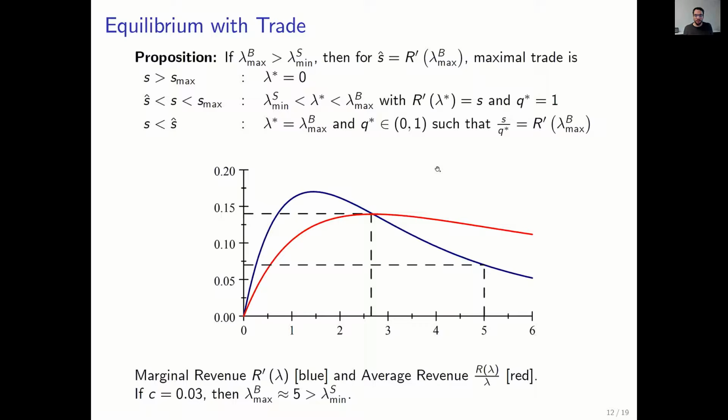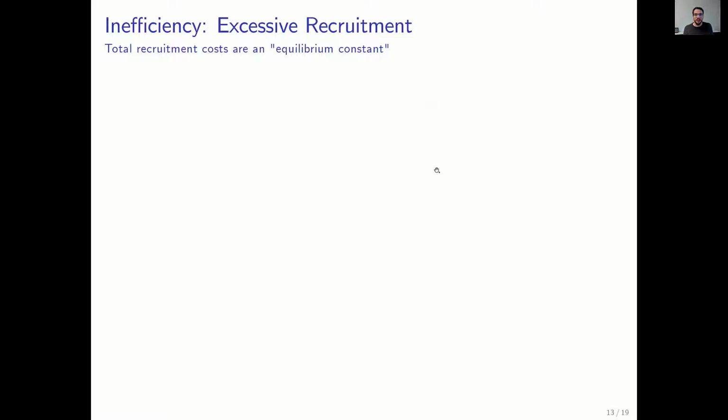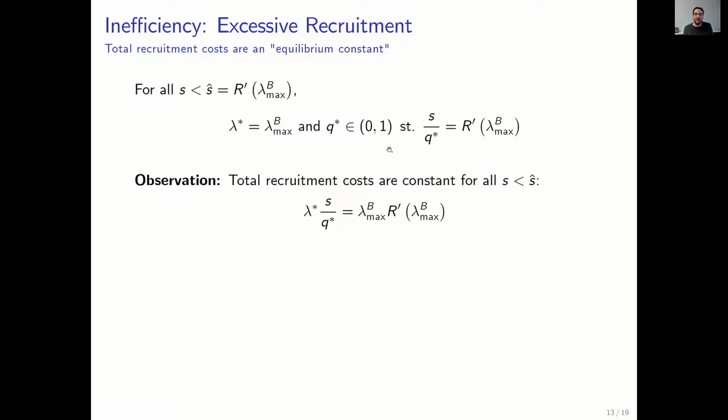Good. So observations: maybe here there's excessive recruitment. So there is some trade, but there's still excessive recruitment. In what sense? Well, if S is below the cutoff S hat, lambda star is fixed at lambda V max. So independent of what the sampling cost is, even if it becomes very cheap for the seller to recruit bidders, lambda star is fixed at the bidder's break-even level, and Q star will solve this equilibrium condition S over Q star equal to R prime.